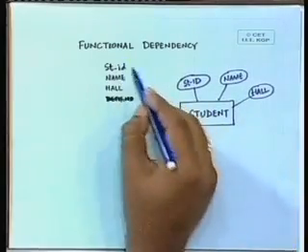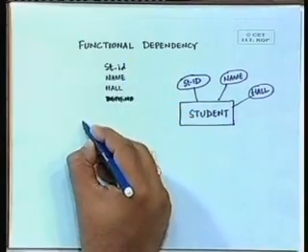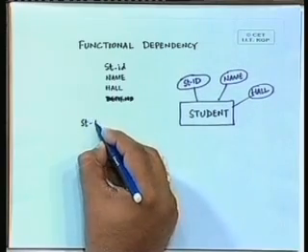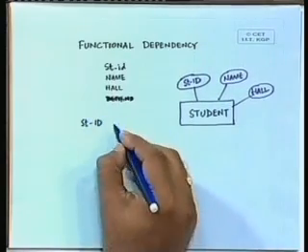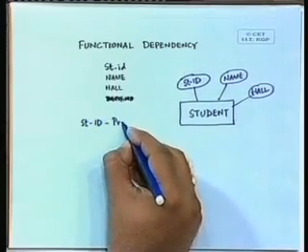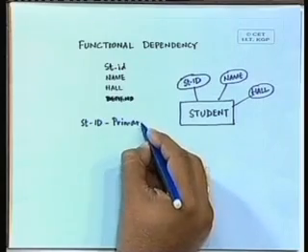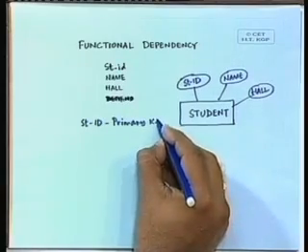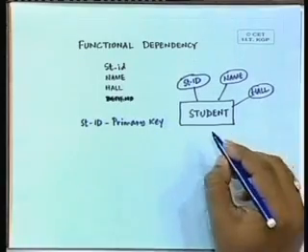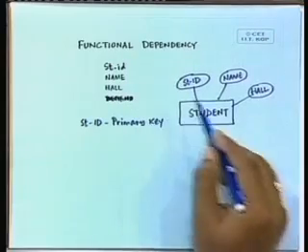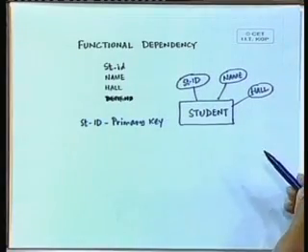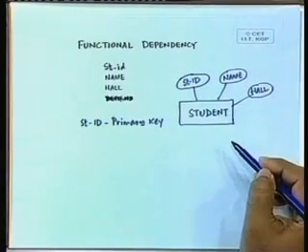Now we say here that STID is the primary key. Why is it a primary key? Because it uniquely identifies all students, each student.